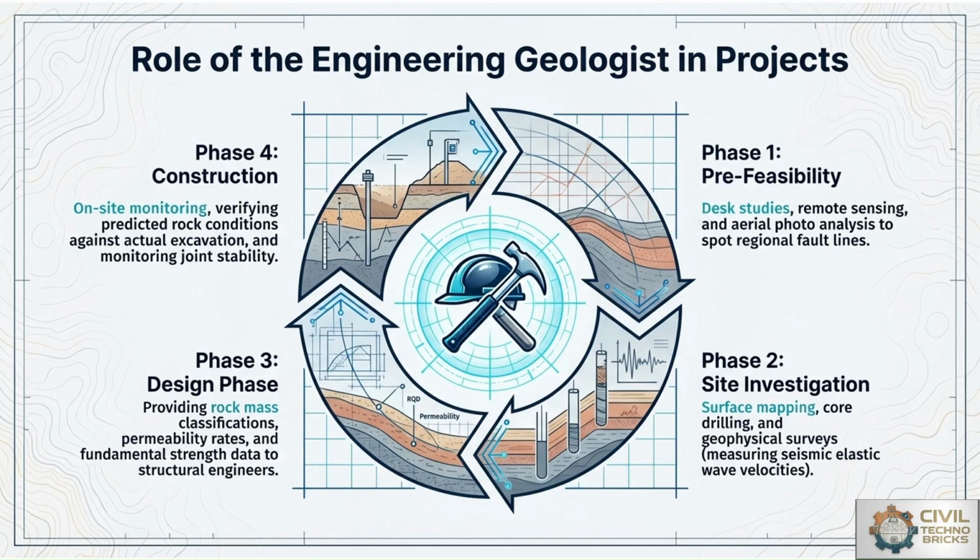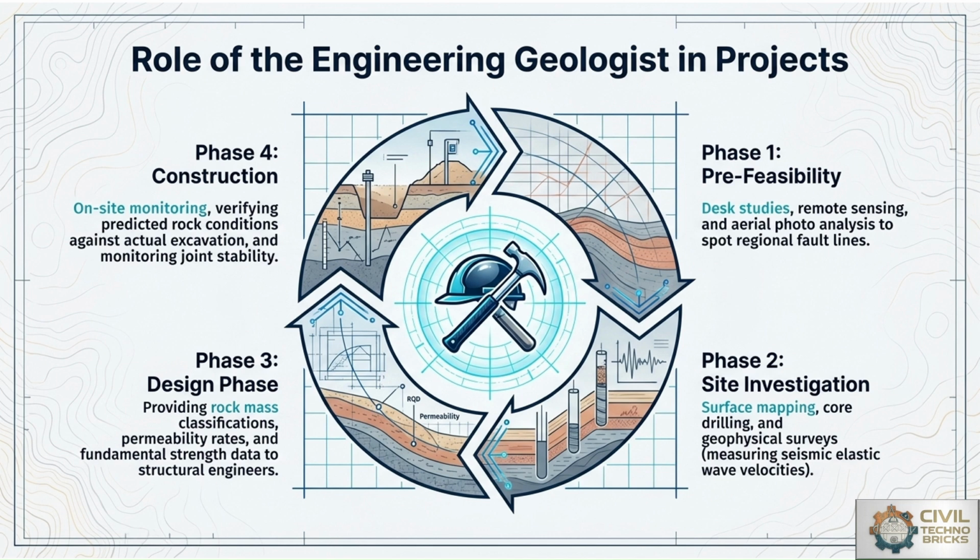For the role of the engineering geologist, for each and every project there are four phases that every engineering geologist must focus on: from pre-feasibility to site investigation, then the design phase, and at the end the construction phase. So before starting any type of construction project, the role of the engineering geologist is most important. Engineering geologists participate from project feasibility studies to construction stages.